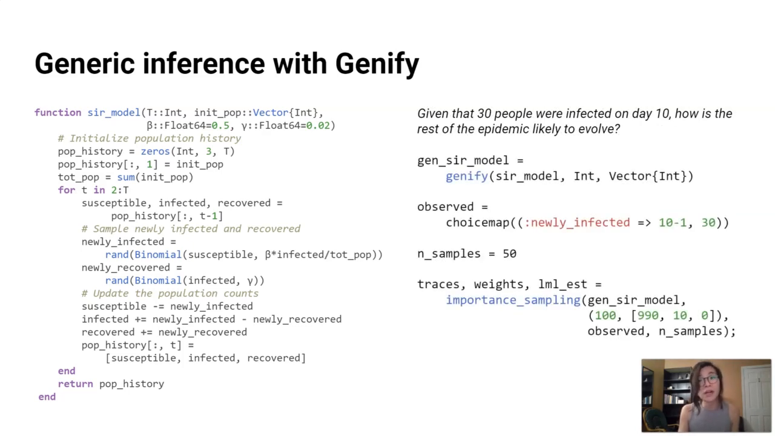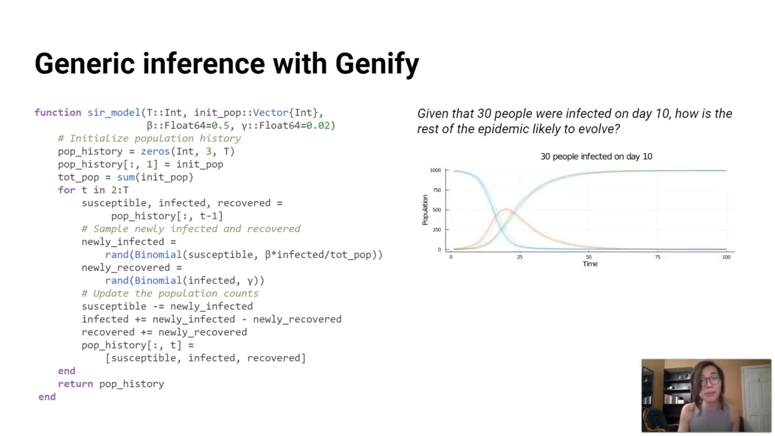Once we genify the model, we can easily answer this question with importance sampling, making sure to specify that the newly infected variable for day 10 is constrained to the right value. This returns a set of execution traces consistent with the constrained value, along with their importance weights. We can then plot these traces to visualize how the epidemic evolves.